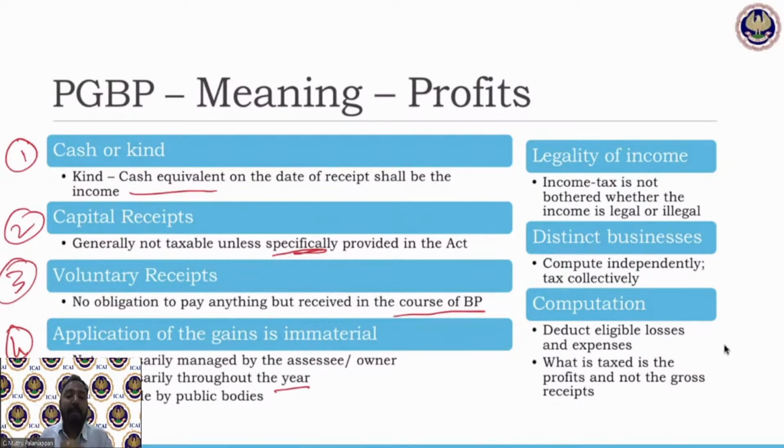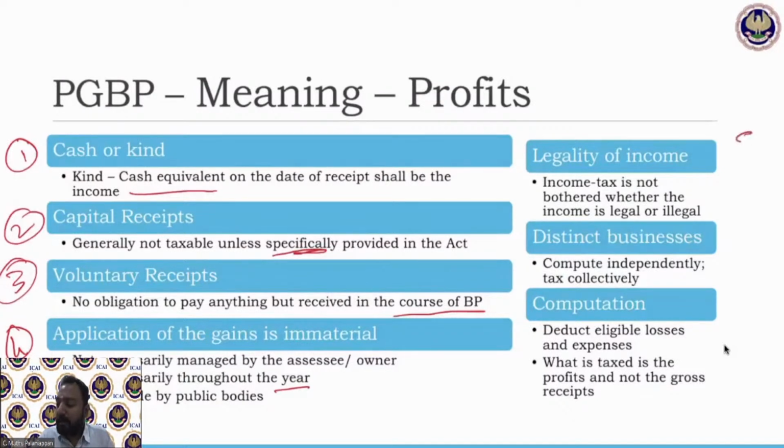Gains made by public bodies are one example. Any public body, like an institution or an association, receives money from members, and there is no requirement that it actually needs to be spent. Whatever gains are made by these bodies will be called application of gain is immaterial. So this is the fourth principle.